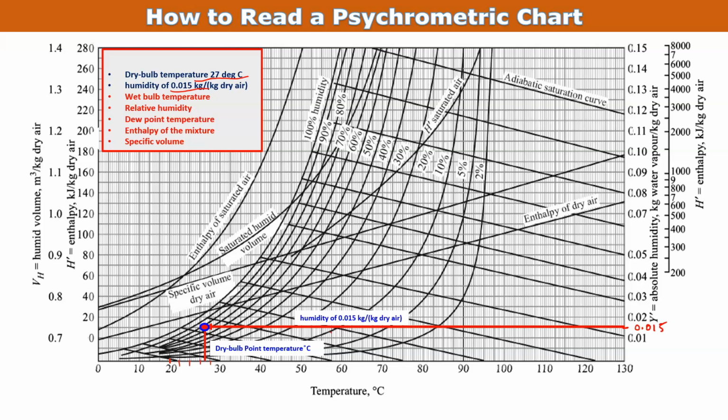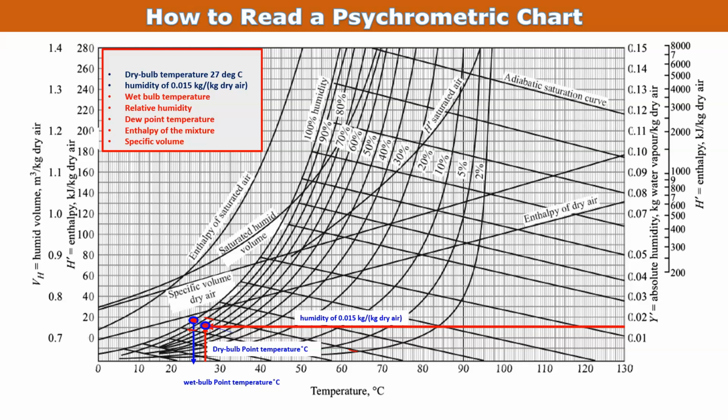After getting that common point, first we are going to calculate the wet bulb temperature. For this, we have to draw a line parallel to the adiabatic saturation curve, and that will cut the saturation line. If I draw that parallel line, it will cross here, and that is nothing but the wet bulb temperature. Again we draw the parallel line, and that will cut the 100% saturation line, and from there we can easily get the wet bulb temperature.